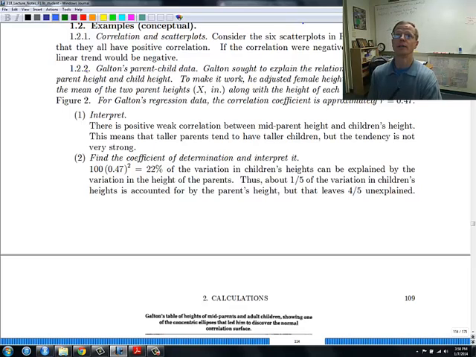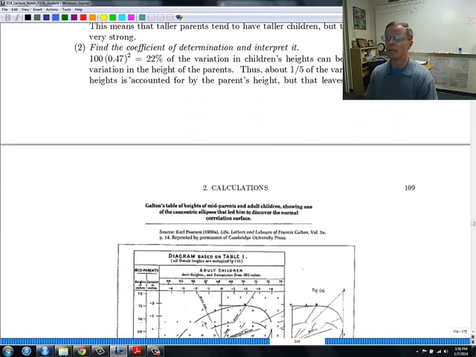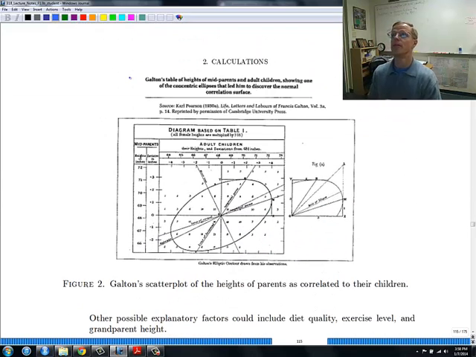Okay, if we consider Sir Francis Galton, he collected data on parents and children. He published the following diagram in 1930, and he flipped the axes, so his X is going to be here and his Y is here. These are the parents and these are the children's heights.